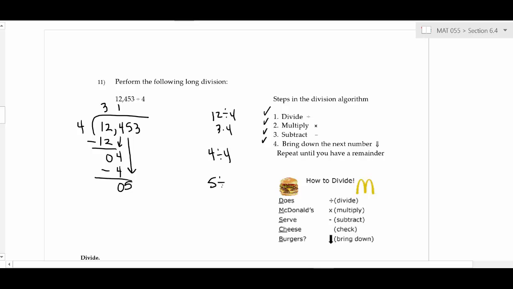Now, if we do 5 divided by 4, that goes in 1 time, and it's got something left over, right? It doesn't matter. You're going to figure that out anyway. So now to multiply. 1 times 4 is 4. Step 3 is subtract. So you have a 1. Bring down the 3 and start over again. So now you're going to do 13 divided by 4, which is 3, the closest number you'll find. 3 times 4 is 12. Subtract, you have a remainder of 1.